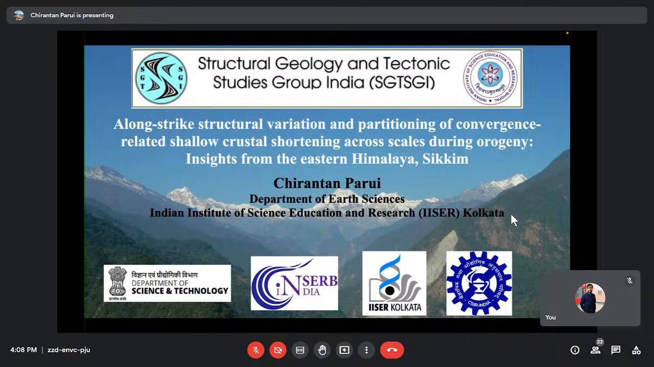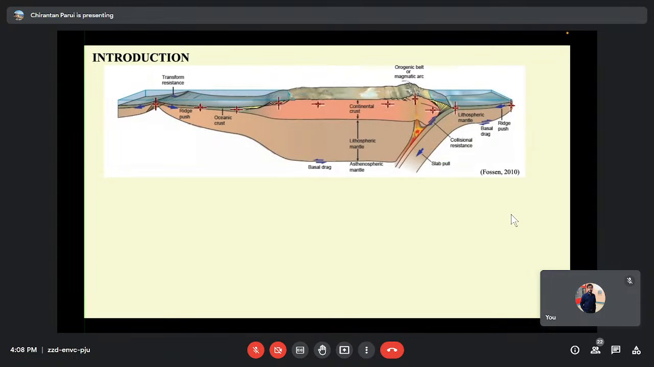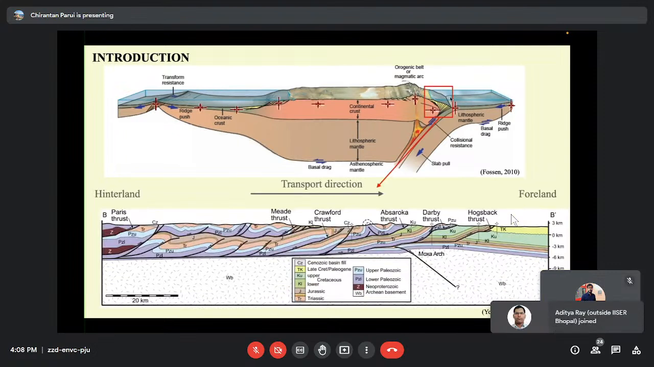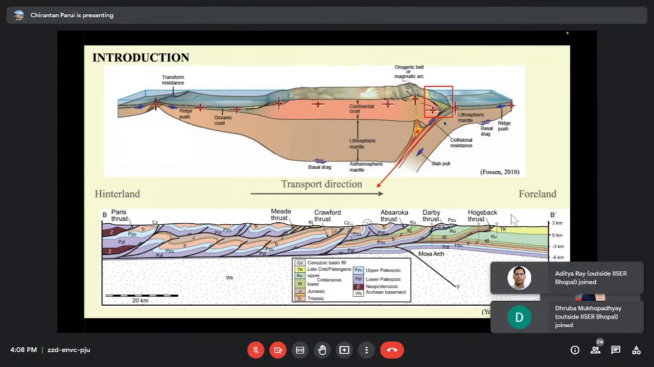This is a diagram showing the different insights from the eastern Himalaya. In this talk, if you find the slides are not changing or the animations are not working, the convergence is accommodated by shortening structures that form along the narrow belt, so we can be on the same page.